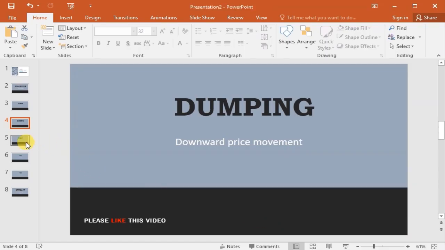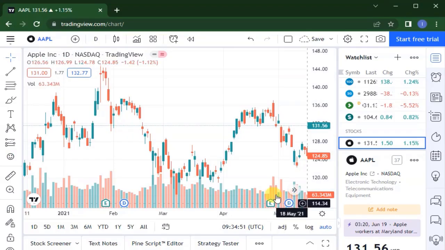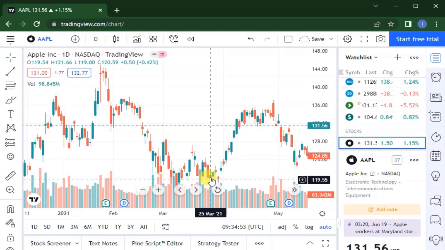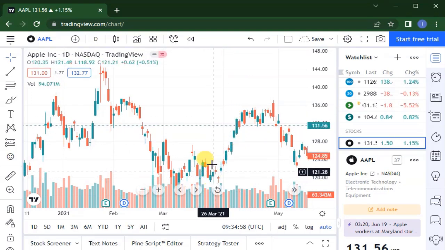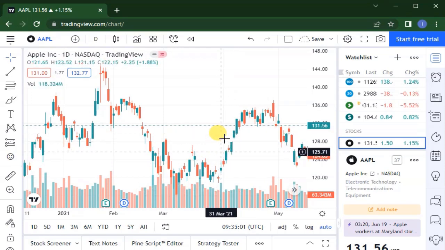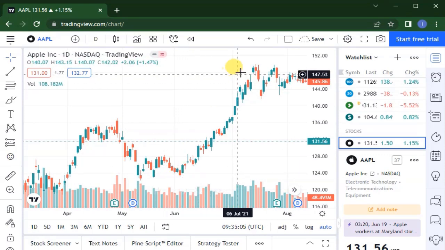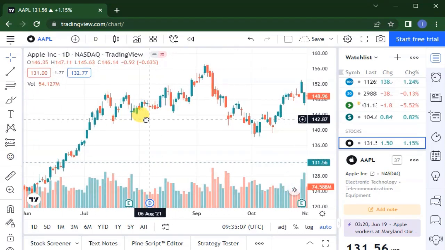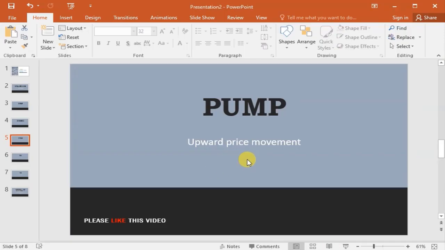The next terminology we have on this list is pump, and it's simply the opposite of dumping, upward price movement. And you can see from 119 up to 134, and they say the market is pumping, like it's moving up gradually. Can you see from 124 up to 148? It's moving up. That's what they mean by market pumping, upward price movement.